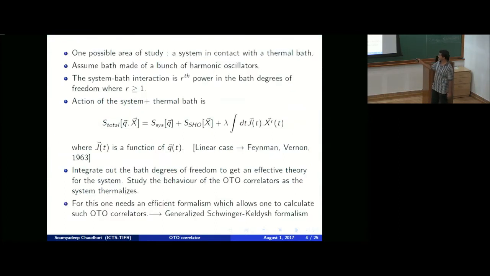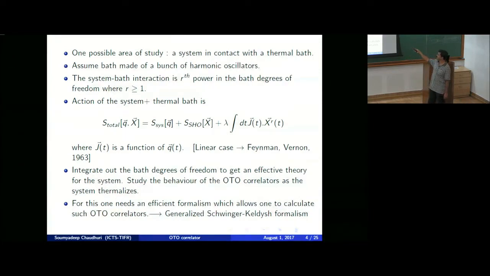So one possible area where one can do such a study is a system which is in contact with a thermal bath. And here we assume that the bath is made up of a bunch of harmonic oscillators, and the system is coupled to the bath degrees of freedom through the r-th power, where r is greater than or equal to 1. And this is the action of the system plus bath, the total system.